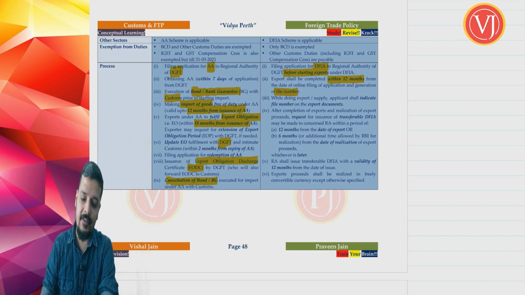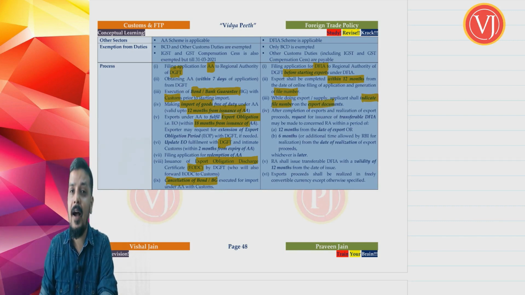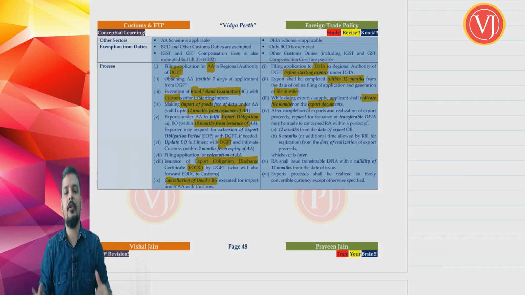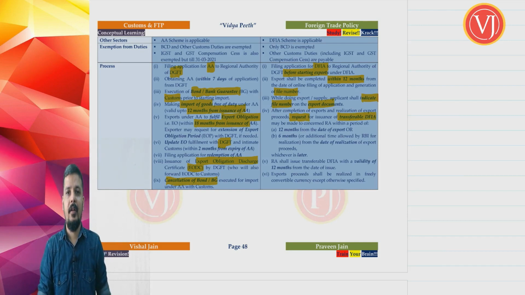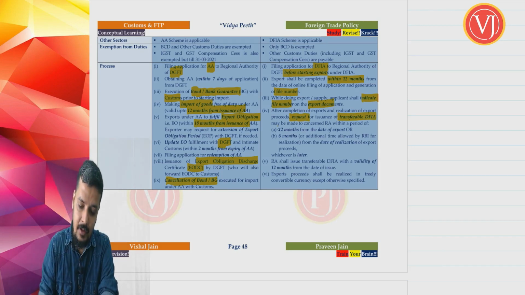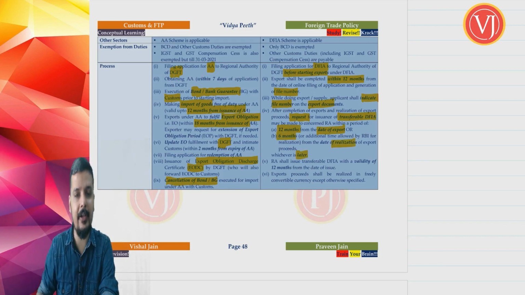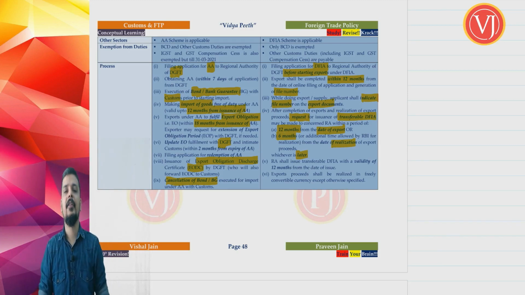And while doing all such exports, you shall indicate the file number or the application number on the export documentation. After you do your exports, you actually ask for duty free import authorization, right? Within how much time? Within 12 months from the date of export, or within 6 months from the date of realization of export proceeds, whichever is later. You ask for it, then you get it, and you use your duty free import authorization, whose validity is also the same 12 months.